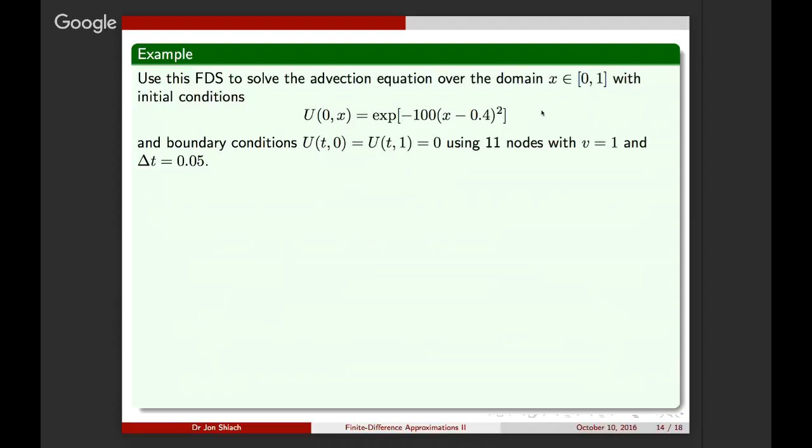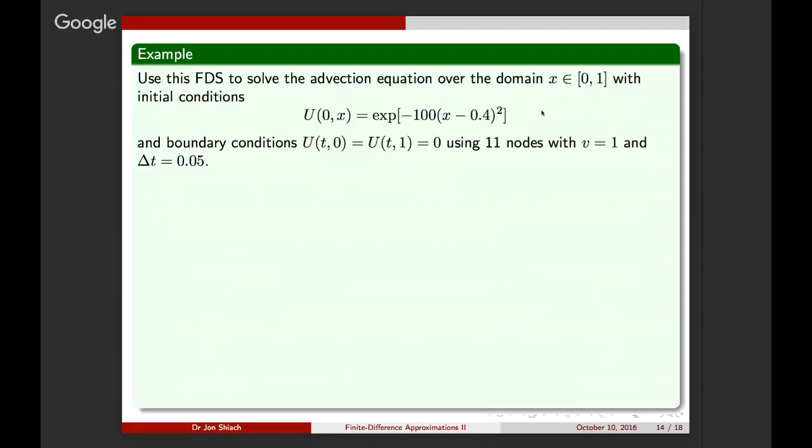I'm going to use boundary conditions. So my boundary nodes, which are the first node and the last one, are always going to be equal to 0. And I'm going to use 11 nodes in my domain, and I'll have a velocity of 1 and a time step of 0.05. I need to specify all of that.